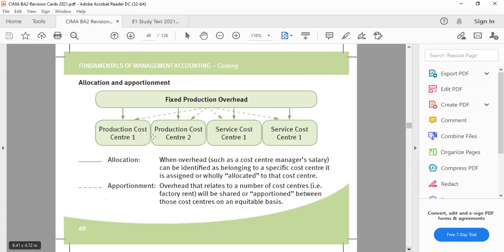The next concept is allocation and apportionment. If there are two production departments and two service departments, the first step, allocation, is that costs which can be identified are charged to each production department. Then we have apportionment. Some of the costs which are incurred jointly have to be divided and distributed among all the cost centers.